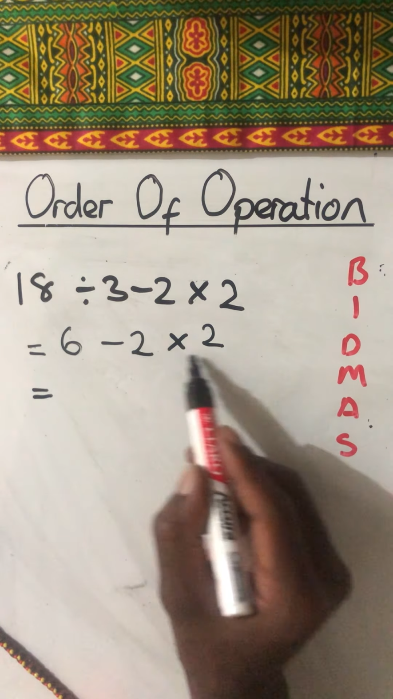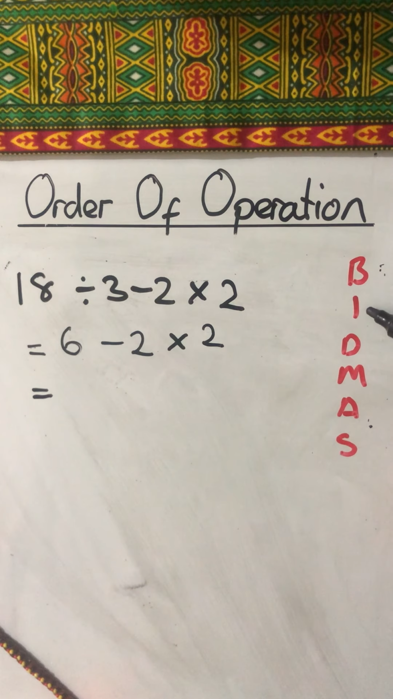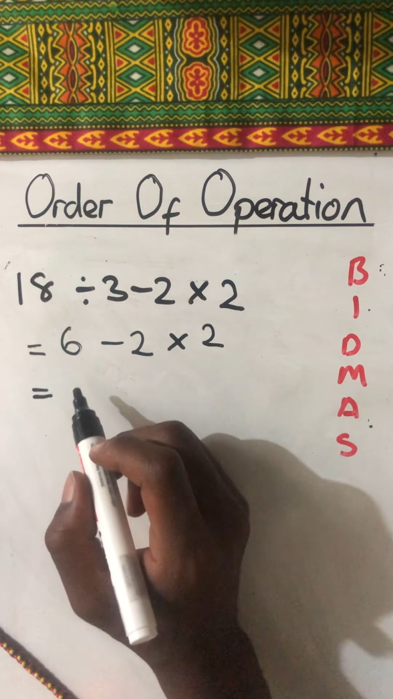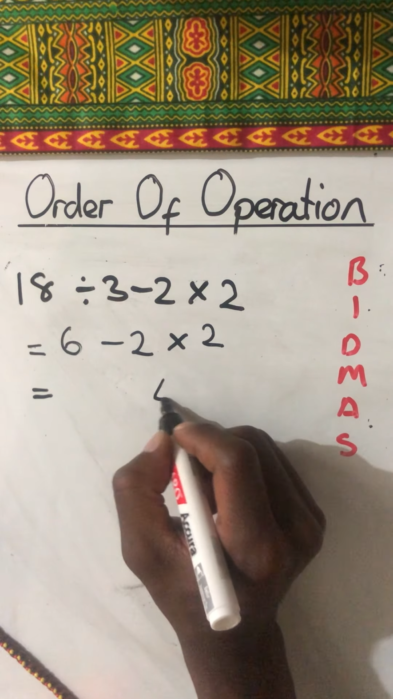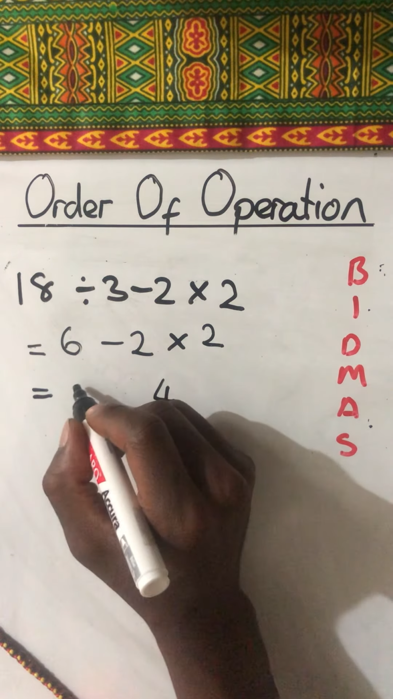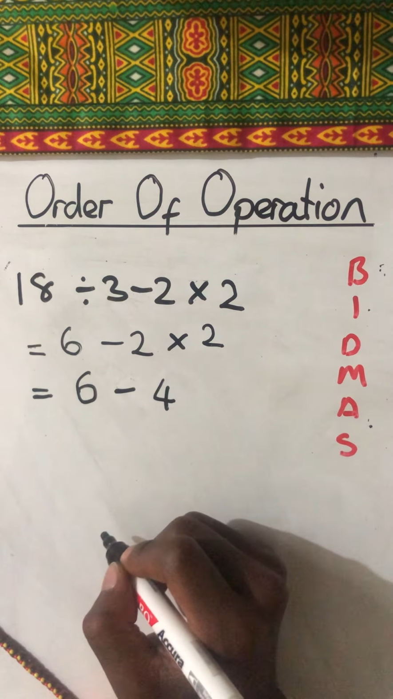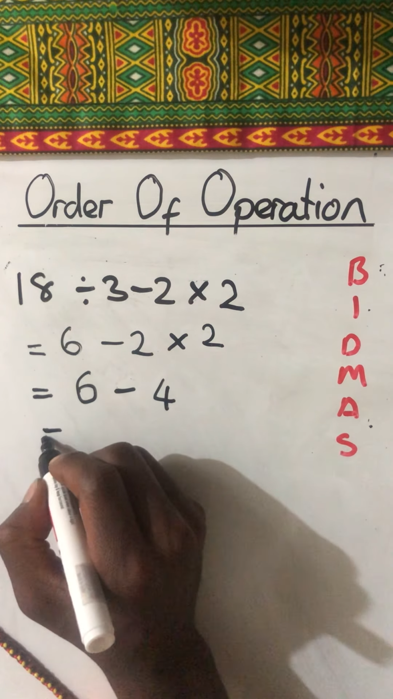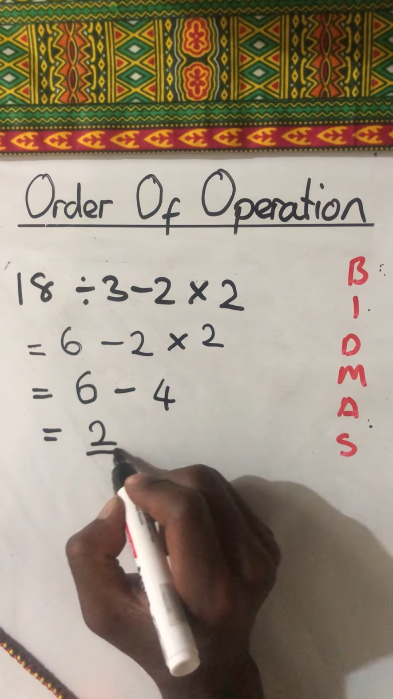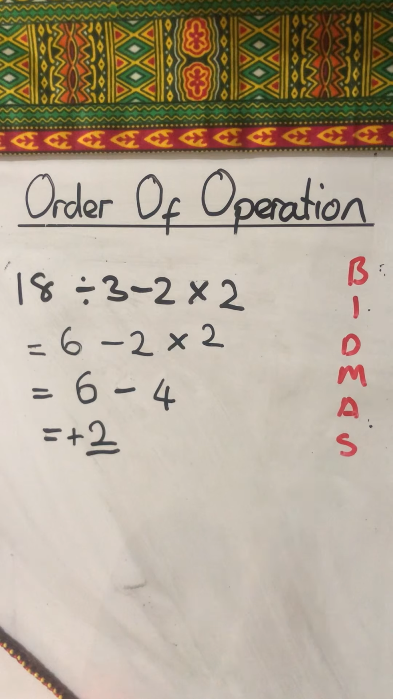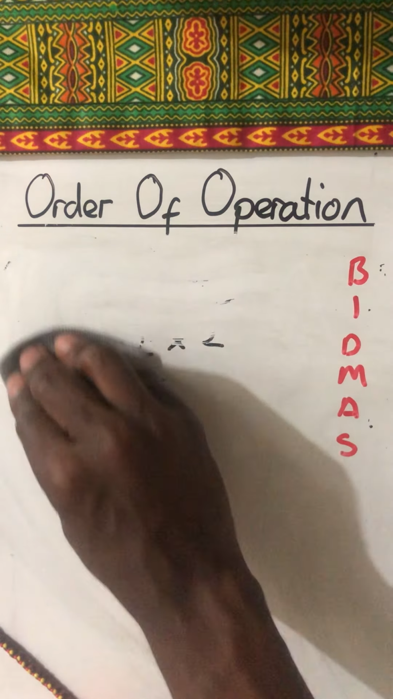Then the next step we can see in BIDMAS is we don't have any indices, nor do we have any division left. So the next step is multiplication. So we're going to say 2 times 2, which will give us 4. And then we still have 6 here, right? And then the last step we're going to take is simply say 6 minus 4, which will give us positive 2. So that is the answer for the second question.